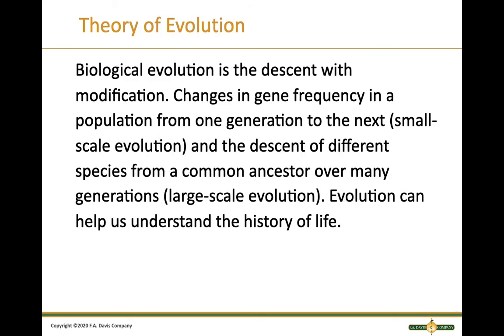So the theory of evolution, as simple as I can make it: biological evolution is descent with modification. So as organisms change, like you're different from your parents a little bit, and these changes in gene frequency in a population from one generation to the next, that's called small-scale evolution, and the descent of different species from a common ancestor over many generations, that's large-scale evolution. Evolution can help us understand the history of life.